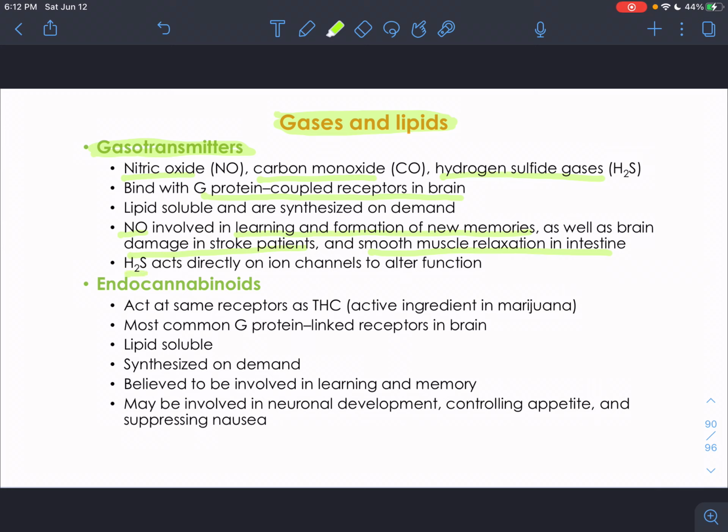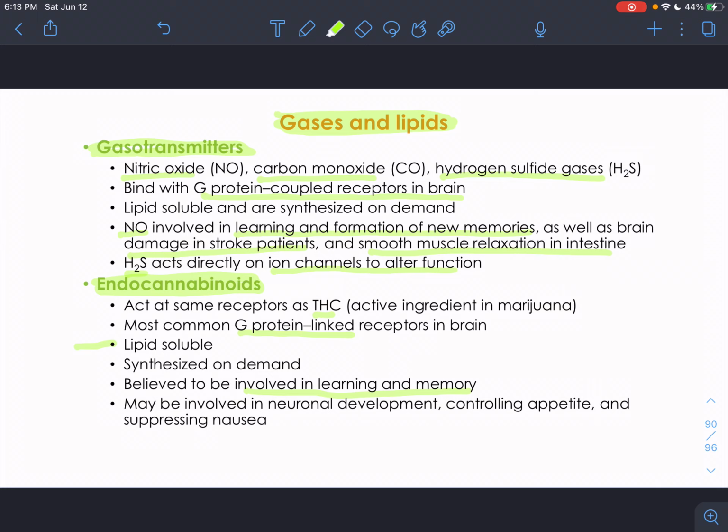Hydrogen sulfide gases act directly on different ion channels to alter their functions. Okay, and then endocannabinoids are lipids that act on the same receptors as THC, what you find in marijuana products. The endocannabinoid receptors are the most common G protein coupled receptors in the brain. They're lipid soluble, synthesized on demand. They do believe that these endocannabinoids are involved in learning and memory.